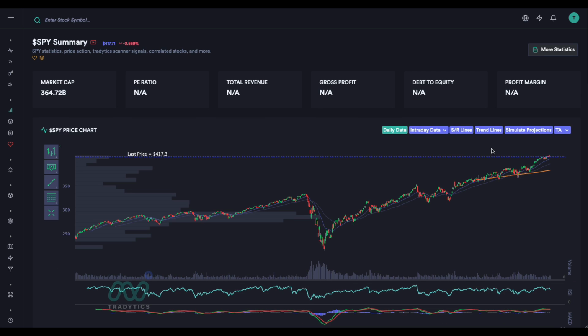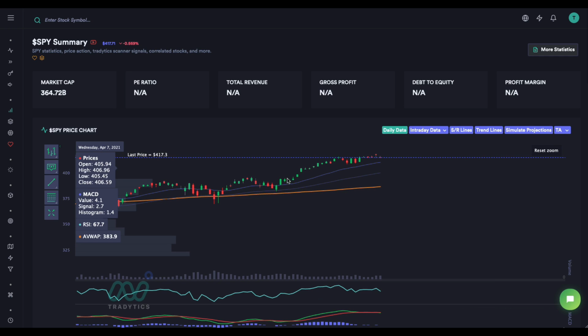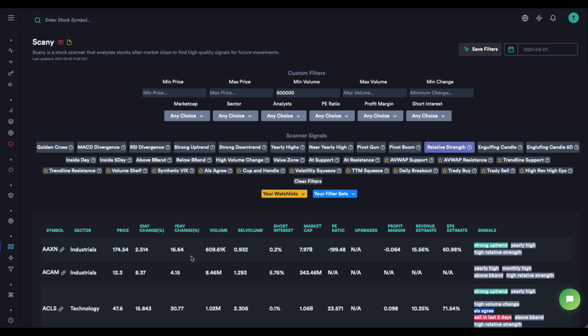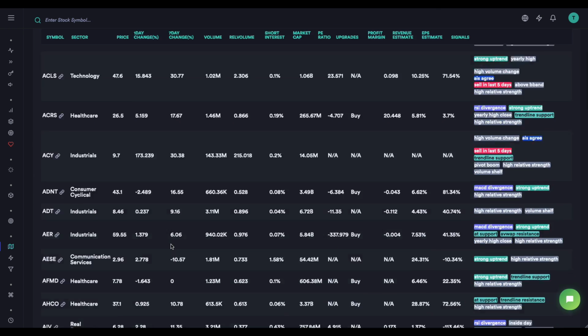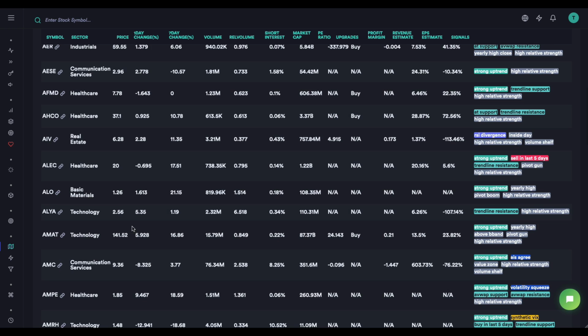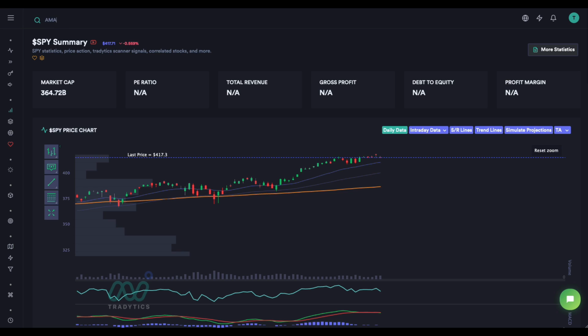So let's say on April 1, let's see how the market was. If you look at SPY, the market was probably going up. So anything that we are going to get here is actually going to be better than the market. Let's look at something we are all familiar with. We have AMAT and we have AMC here as well. AMC is crazy, so let's look at AMAT.